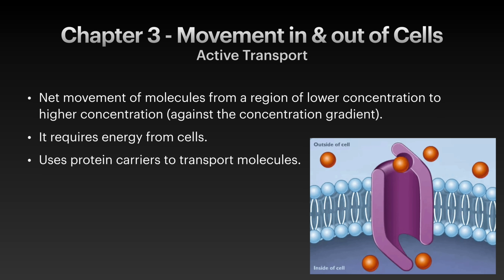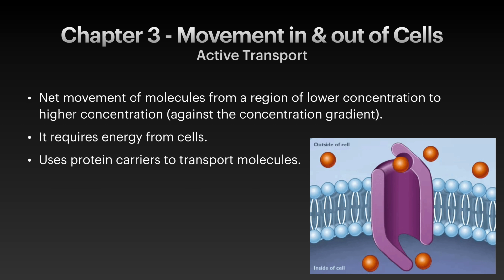You might ask, how does active transport actually work? Active transport relies on protein carriers embedded in the cell membrane. Here's how it works. Molecules from the side with lower concentration bind to the carrier protein.